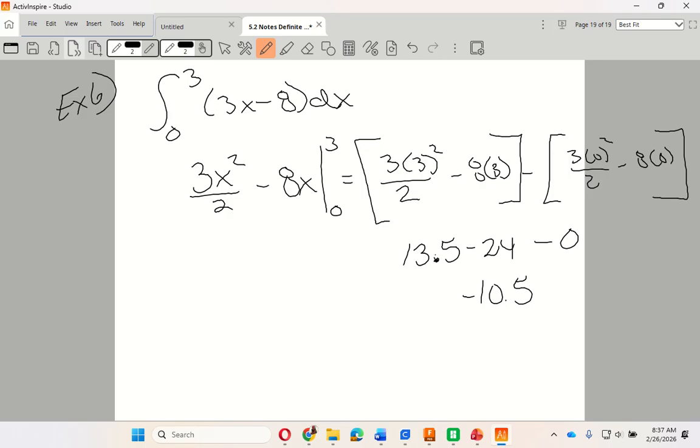And the last one is going to be the calculator one. Here, I'll write it over here for you. From 1/2 to 4.